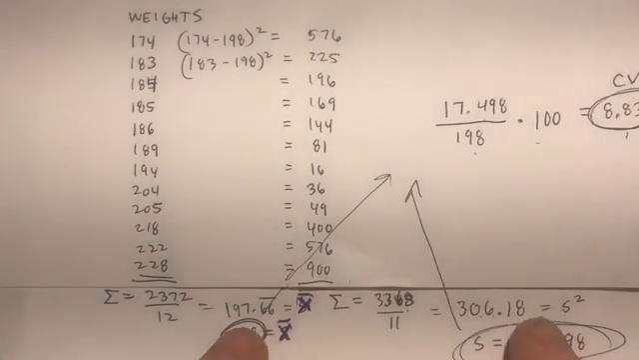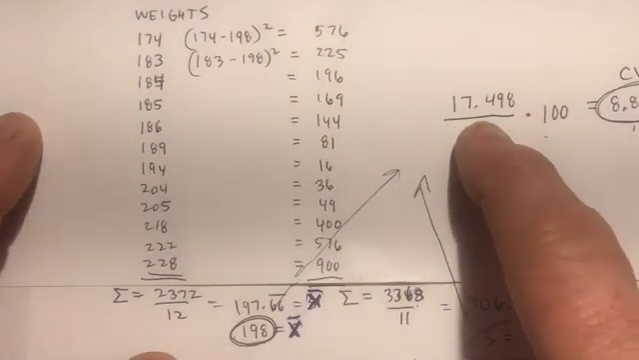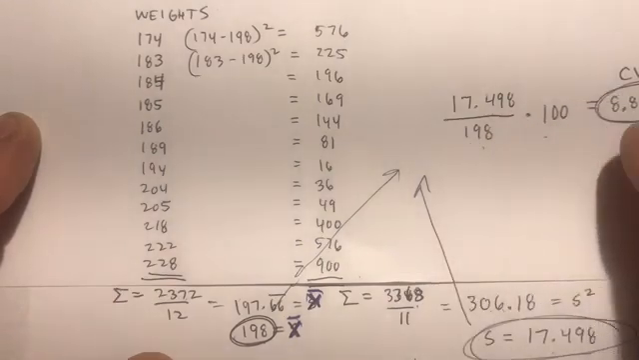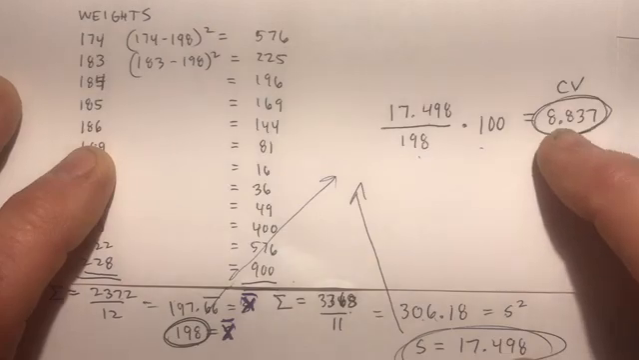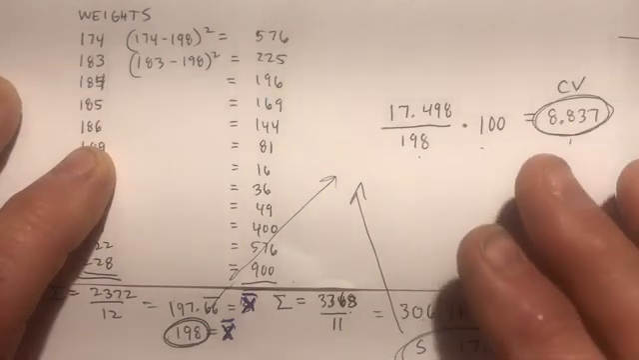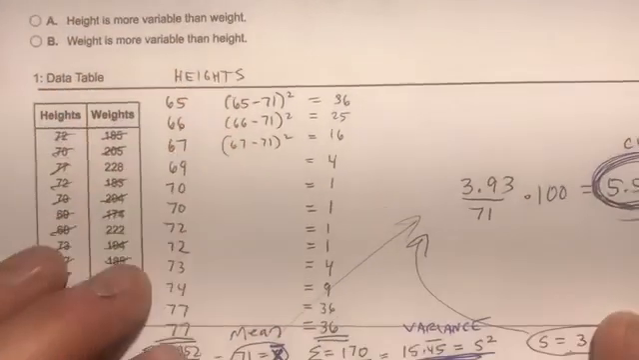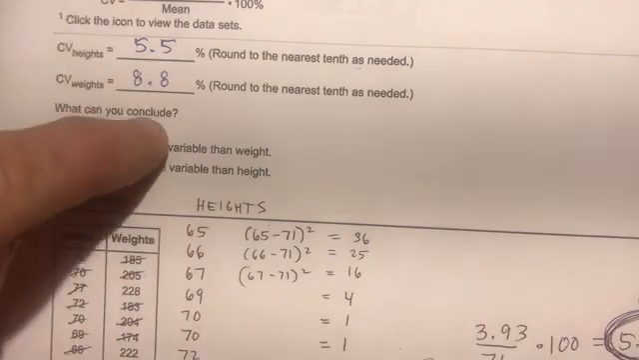Then once I have these two numbers right here, I can take them up here. I do my standard deviation divided by my mean times 100, and I get this right here. That's my coefficient of variation, 8.8. It just wants it rounded to the tenth. So there you go, 8.8 is what I get for that. Okay, so I put these two answers in.